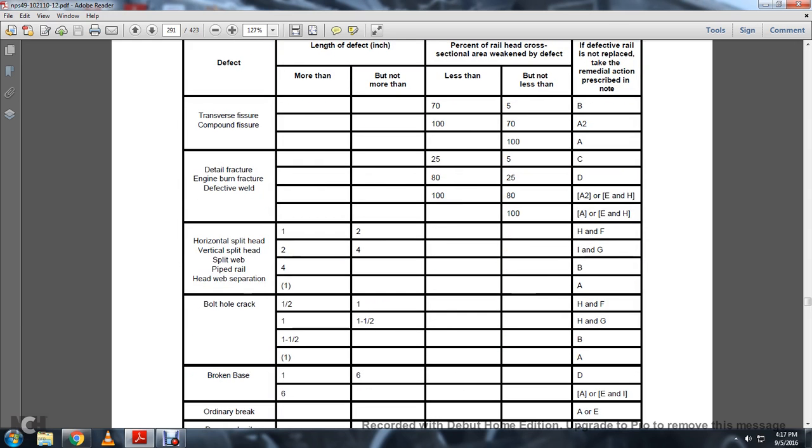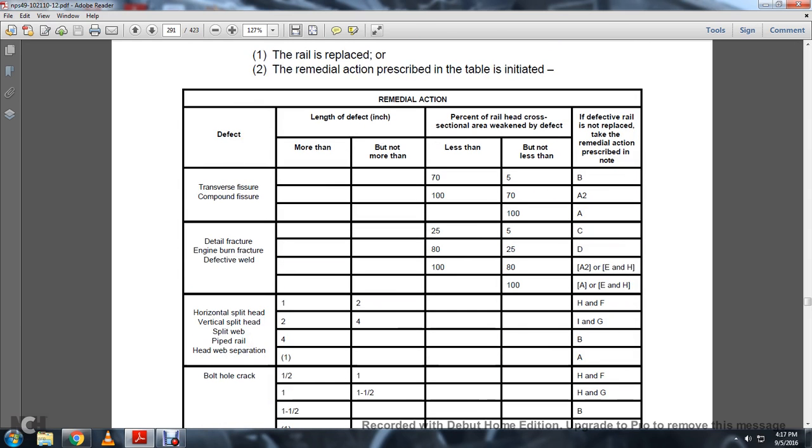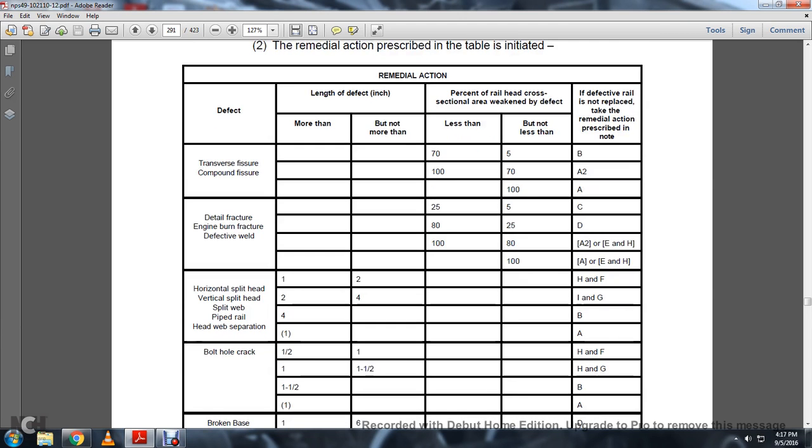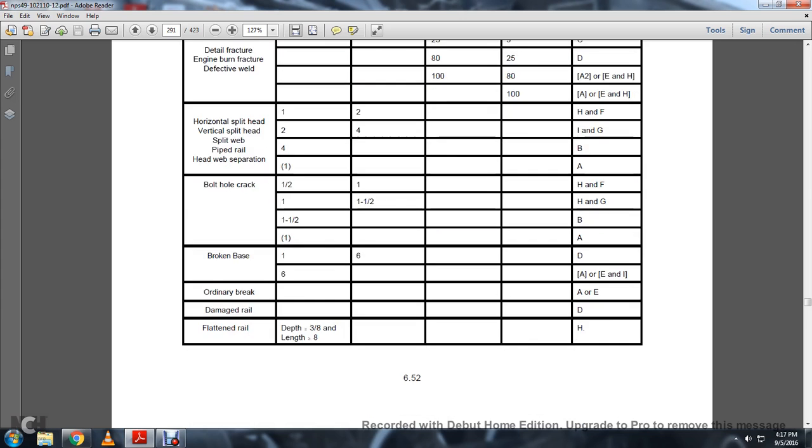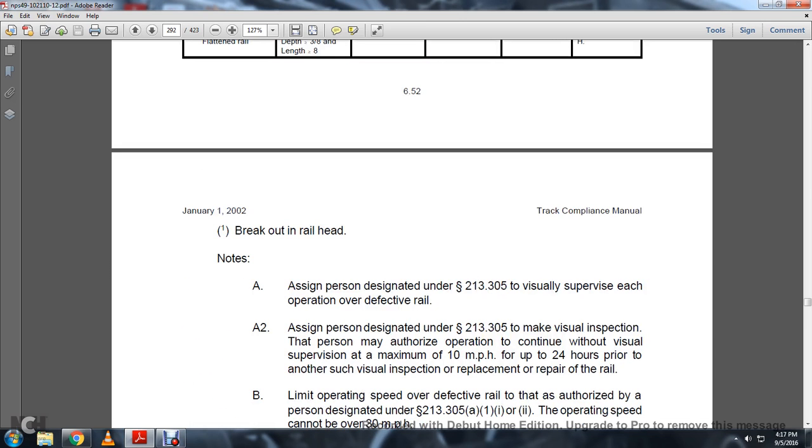You have your transverse fissure, compound fissure, detail fracture, engine burn fracture, defective weld, horizontal split head, vertical split head, split web, piped rail, head web separation, bolt hole crack, broken base, ordinary break, damaged rail, flattened rail.